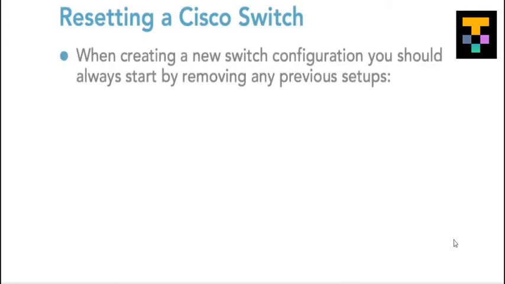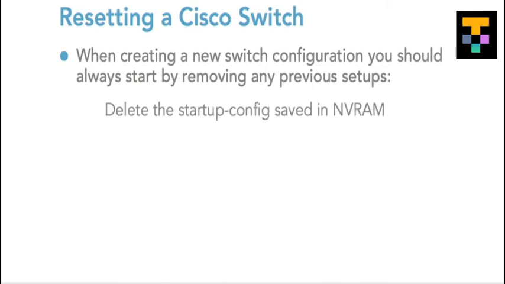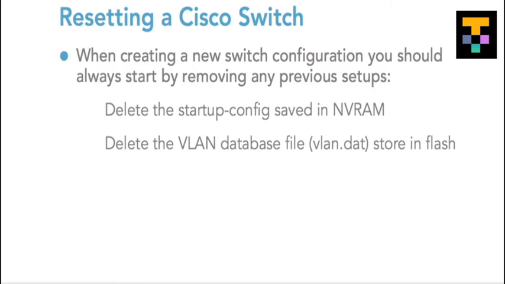When creating a new switch configuration, you should always start by removing the previous setups. So there are two files that you need to make sure you erase from the switch. The first file is the startup config file, and that is saved in the NVRAM. The second file is the one that stores all of the information for the VLANs. That's the VLAN database file called vlan.dat, and that file is stored in Flash.